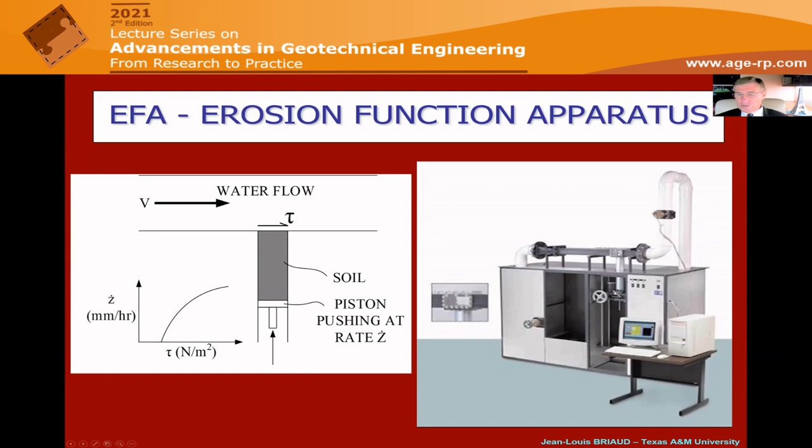The gray area is the soil in the Shelby tube. We have a piston at the bottom and we push the soil up only as fast as it is eroded by the water flowing over it. So the water goes 0.5, 1, 2, 3, 4, 5, 6 meters per second. And we generate a certain shear stress at the interface between the soil and the water. And so here is the erosion function, that relationship between the erosion rate and the shear stress.